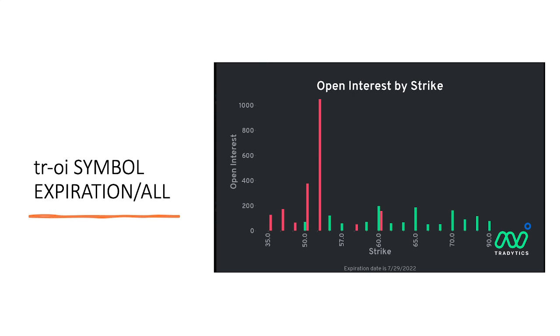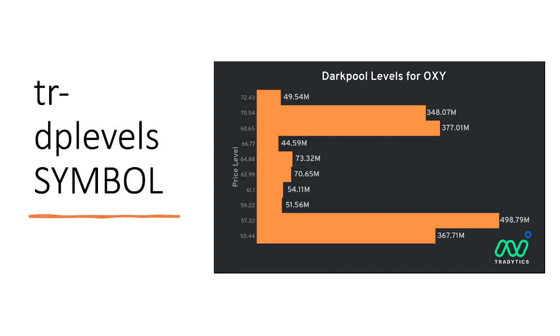So one other thing I like to do as well to help me assess a ticker, one of my other additional favorite features, you can see the dark pool levels, so TRDP levels for OXY. And if you watch my dark pool video, you'll know how to analyze this stuff. But without getting into it too deep here, we can see there's big levels at 57.33 and 55.44, which are going to act as support, right?